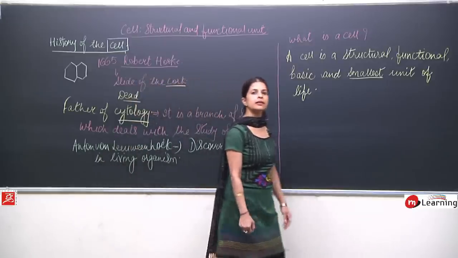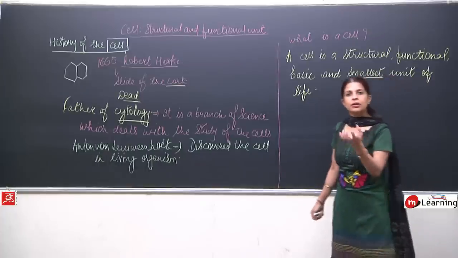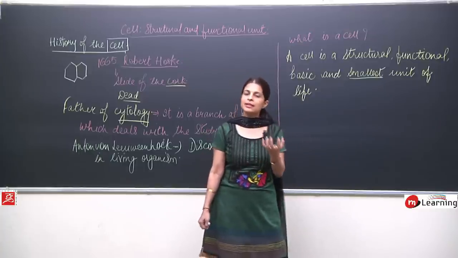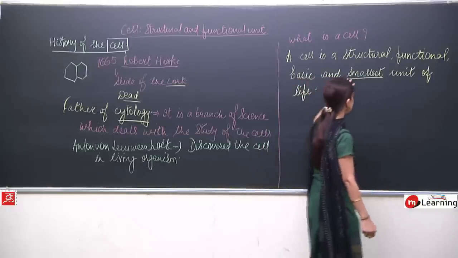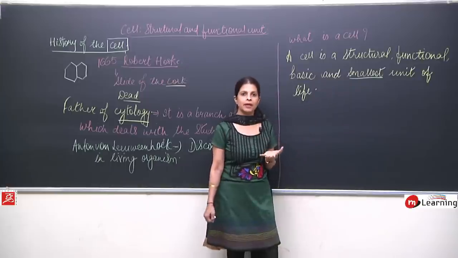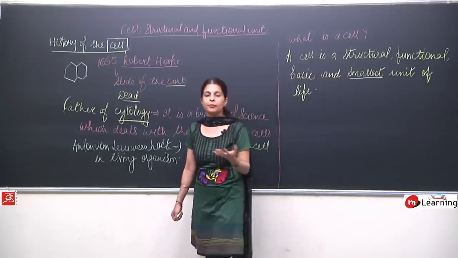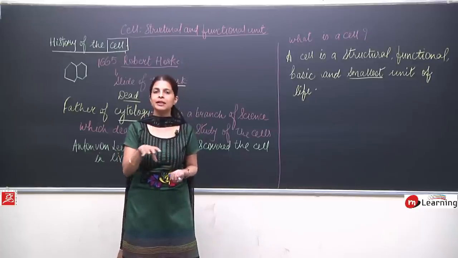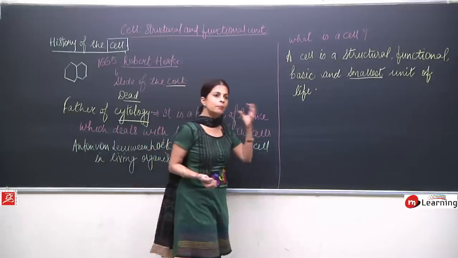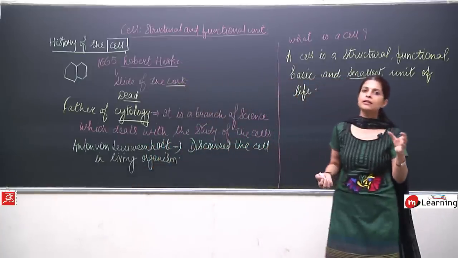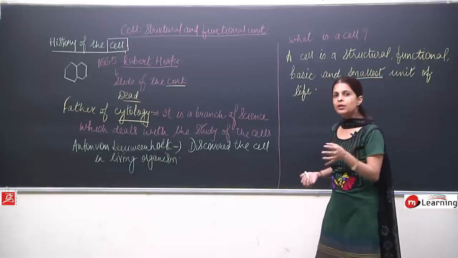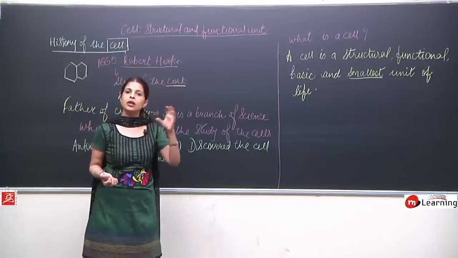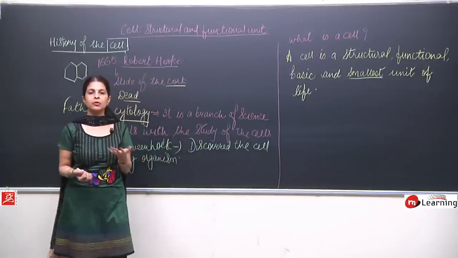And when experiments were conducted, and the cells were removed from the tissues and kept separately, independently, the cells were able to survive. They didn't collapse, they didn't die. So the cell was the structure which was able to survive even when removed from certain tissues and kept independently. But when the components or organelles present inside the cell were removed and kept separately, it was found that these organelles or components of the cell couldn't survive.